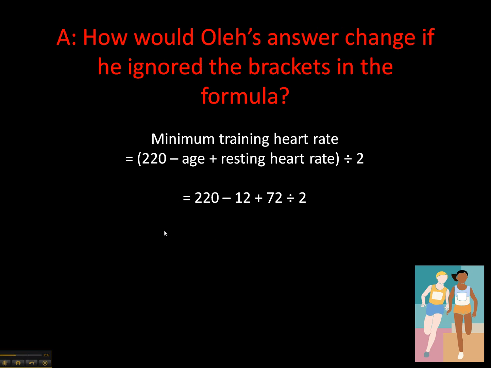Question A says, well, how would Ola's answer change if he ignored the brackets in the formula? So let's assume that Ola ignored the brackets, but he still followed the order of operations in that he divided 72 by 2 on the right side here. And so what would happen? So we bring it down one level. 72 divided by 2 is 36. We bring down 220 and 12. And then we have 208 plus 36 because we took 12 away from 220. And then you add that together and it becomes 244. So very different than his last answer, which was 140. And that just shows you how important it is to follow the correct order of operations.